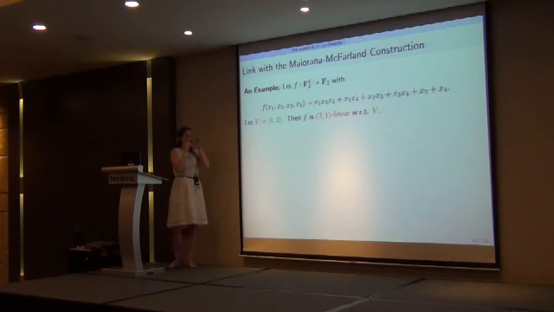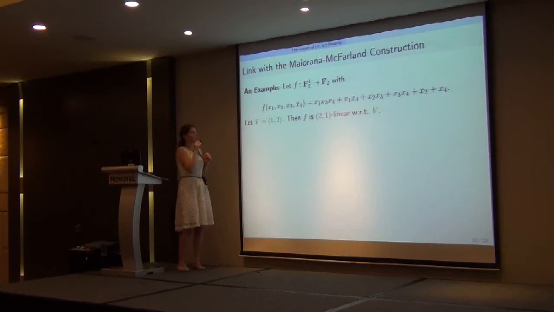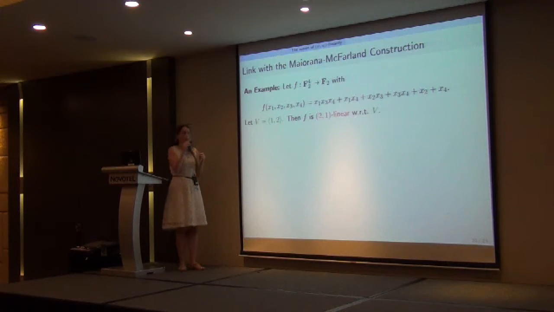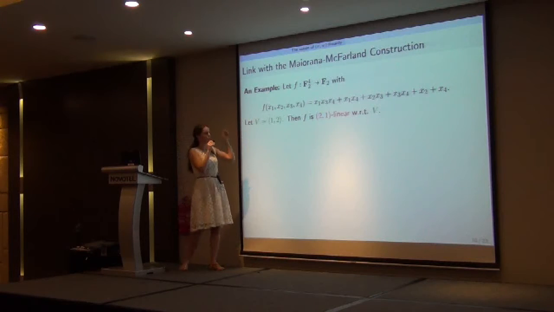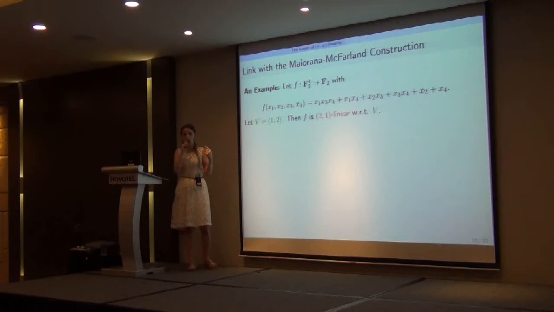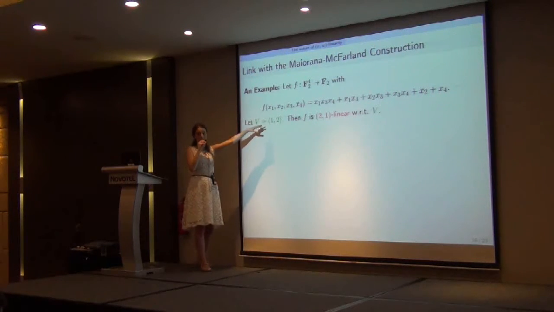The first interesting property that was noticed is that the notion of VW linearity is closely related to a generalization of the Maiorana-McFarland construction for bent functions. I will start here with an example. Here we can see a Boolean function of four variables and algebraic degree 3. And let's take V, this subspace.